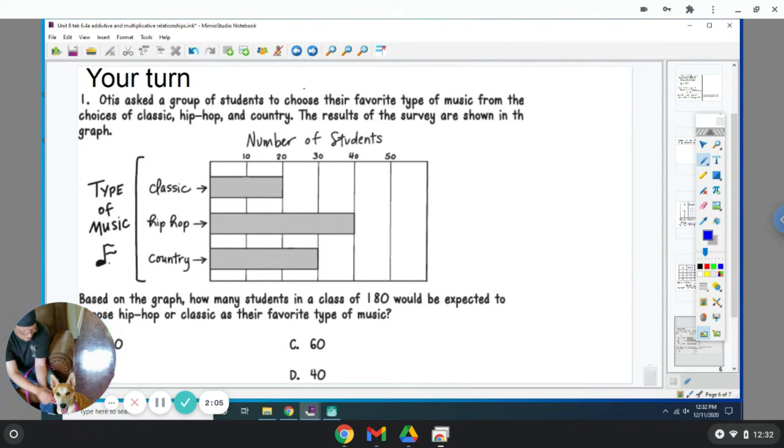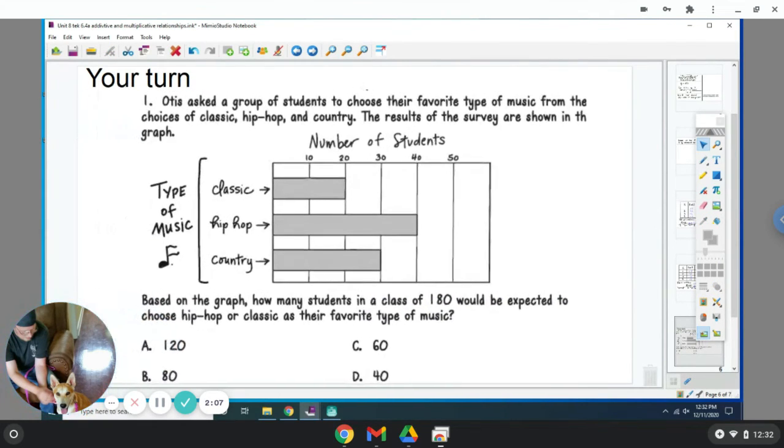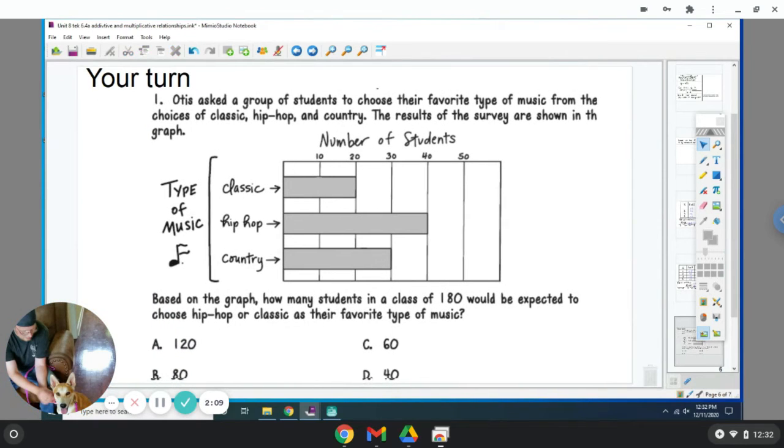Okay, so now you try this one, and let me move it so you can see. Otis asked a group of students to choose their favorite type of music from the choice of classical, hip-hop, and country. The results of the survey are shown in the graph. Based on the graph, how many students in a class of 180 would be expected to choose hip-hop or classical as their favorite type of music?